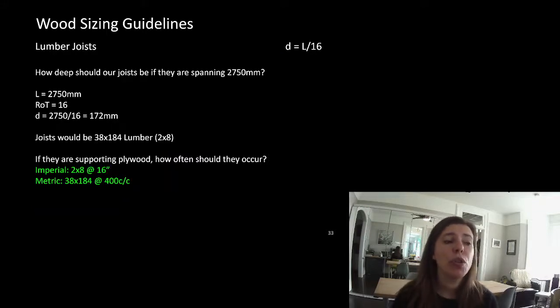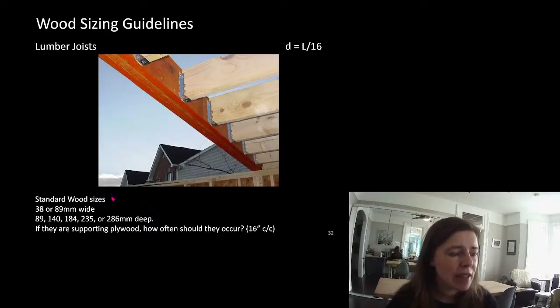How deep should our wood joists be if they're spanning 2.75 meters or 2,750 millimeters? Well, the joist sizing guideline is 16. So 2,750 divided by 16 is 172 millimeters. So let's take a look at this list again. 172. Do we go with 140 or 184?